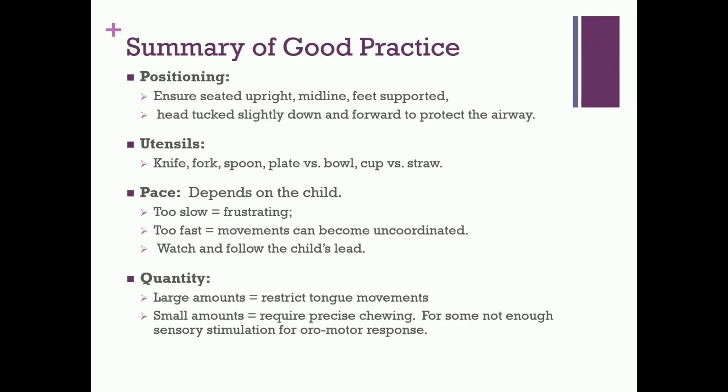So the summary is really about the positioning, the utensils, but also the pace. And that really depends on the child. We know that too slow can be really, really frustrating, but it might be that you have to go super duper slow in order to keep your child safe. So what you can do is maybe give them an empty spoon to play with. You can maybe do a few toys on the table if you're needing to distract them. But the really key thing is not to go too fast, because that's when everything can go a little bit awry and they get more uncoordinated.